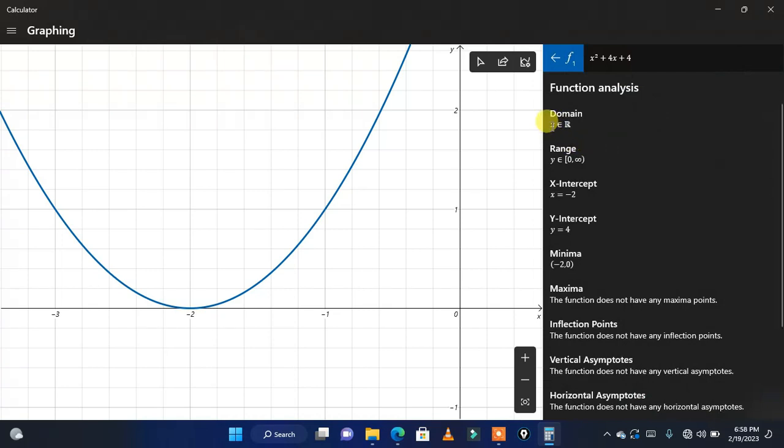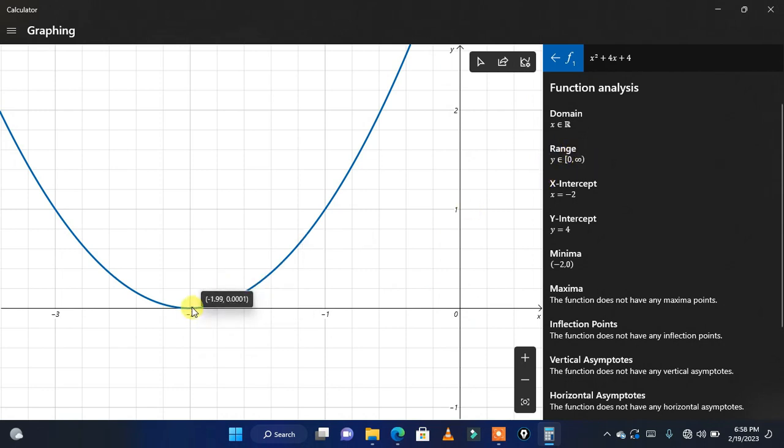Remember, we said the domain talks about the value of x. So the domain of this function or this curve is all real numbers, whereas the range talks about the value of y. And looking at where it starts, y starts from 0 up till infinity, and that's what we have here.